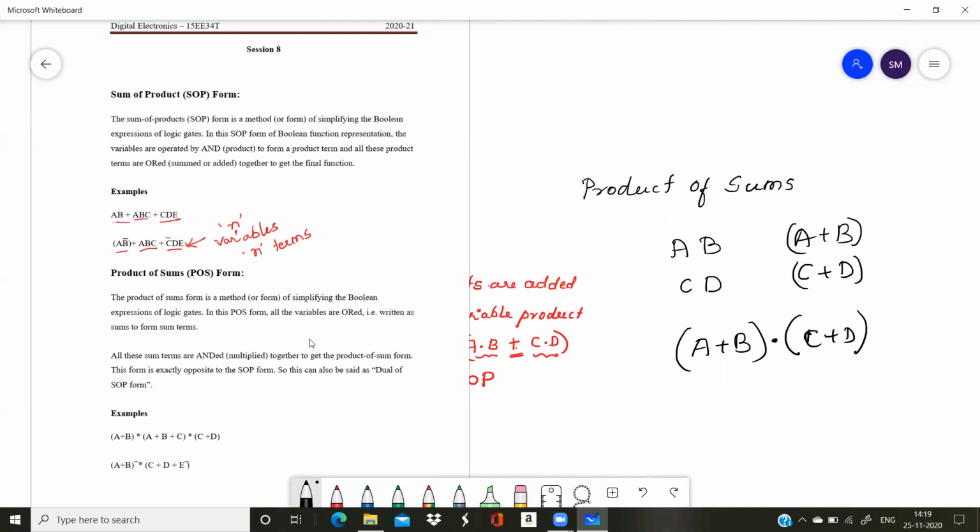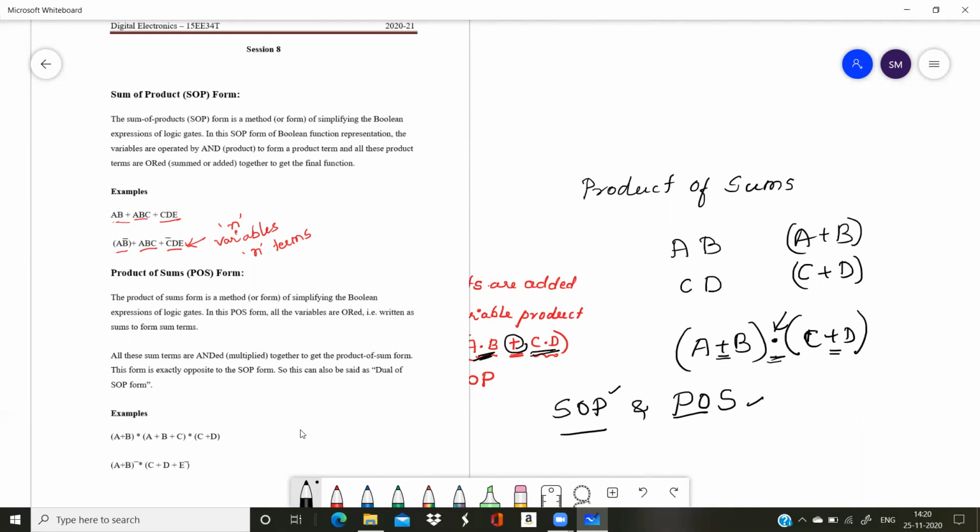That means ORed terms are ANDed. Okay, in sum of products form, ANDed variables are ORed. Here, in product of sums form, ORed variables are ANDed. In short, this form is called POS form. So we have two forms, sum of product form and product of sums form. So in either way, SOP or POS, we can represent the Boolean expression.